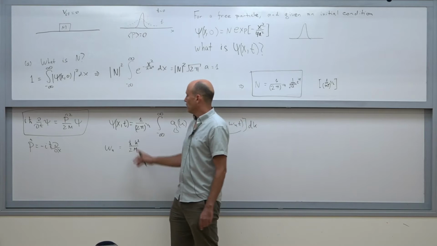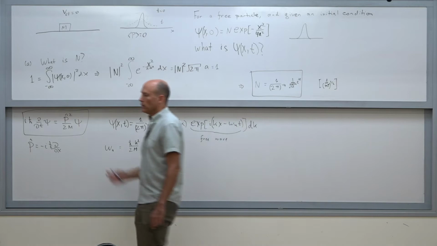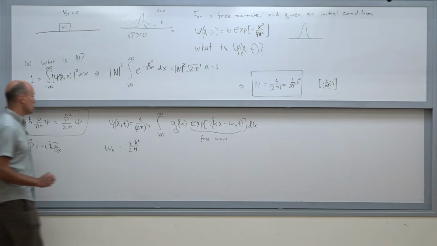And you remember, when I multiply this by h bar, this will be like energy. So this is like Einstein, h bar omega equals energy. But now we are doing it for a particle. And this is the dispersion relation.